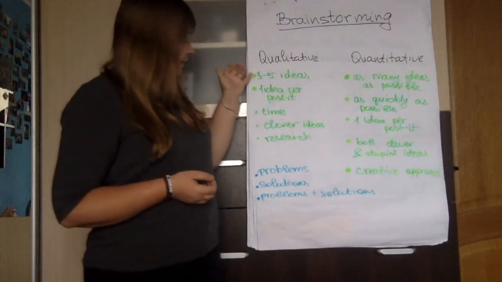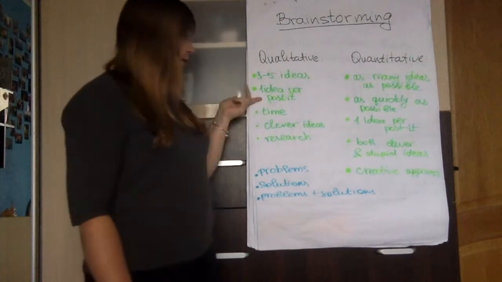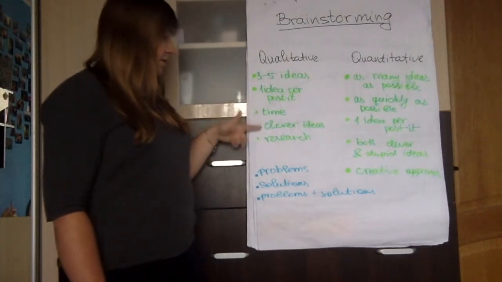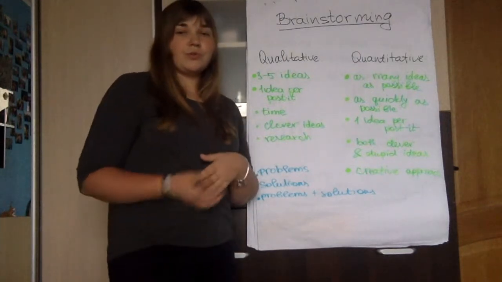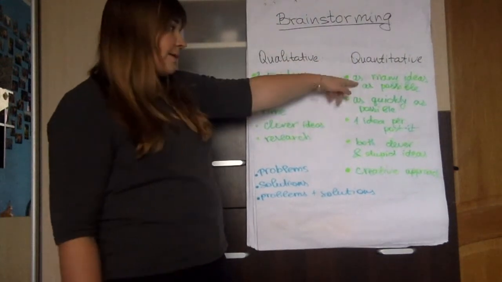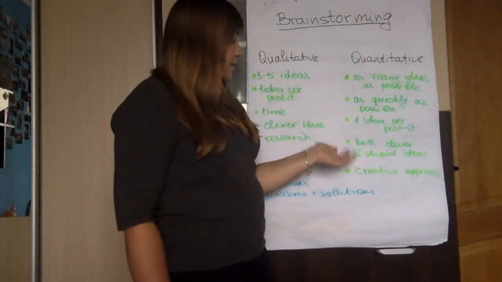The general facts about qualitative brainstorming are that it's 3-5 ideas, one idea per post-it. You need to have strict time limits, and these must be clever ideas, and delegates are allowed to do some research during this brainstorming. Talking about quantitative brainstorming, these are as many ideas as possible, as quickly as possible, one idea per post-it again.